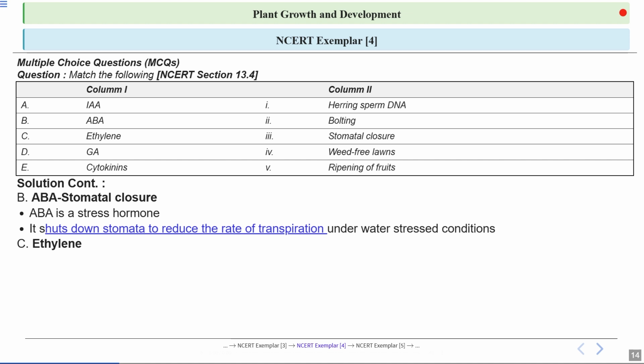Next is ethylene. So, ethylene is a type of gaseous hormone. We all know that, right? And it is responsible for the ripening of fruit, leading to changes in texture, color, and flavor as well.